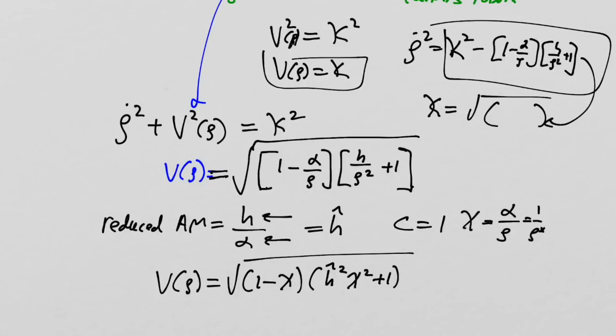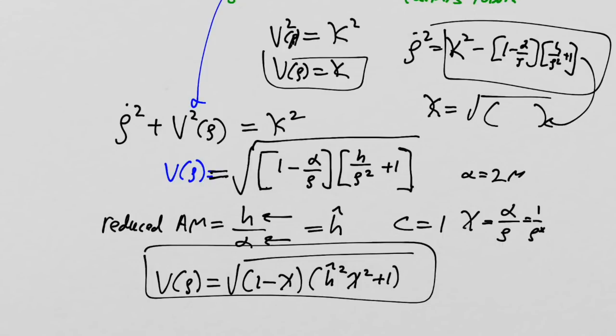And c is 1, and we have the standard chi. We'll call this the radial coordinate, but it's really, remember, the reciprocal of the Schwarzschild radial coordinate measured in units of the Schwarzschild radius, which is equal to 2m, right? Alpha was equal to 2m. So this is the potential, right? And we can now plot the potential energy as a function of r.